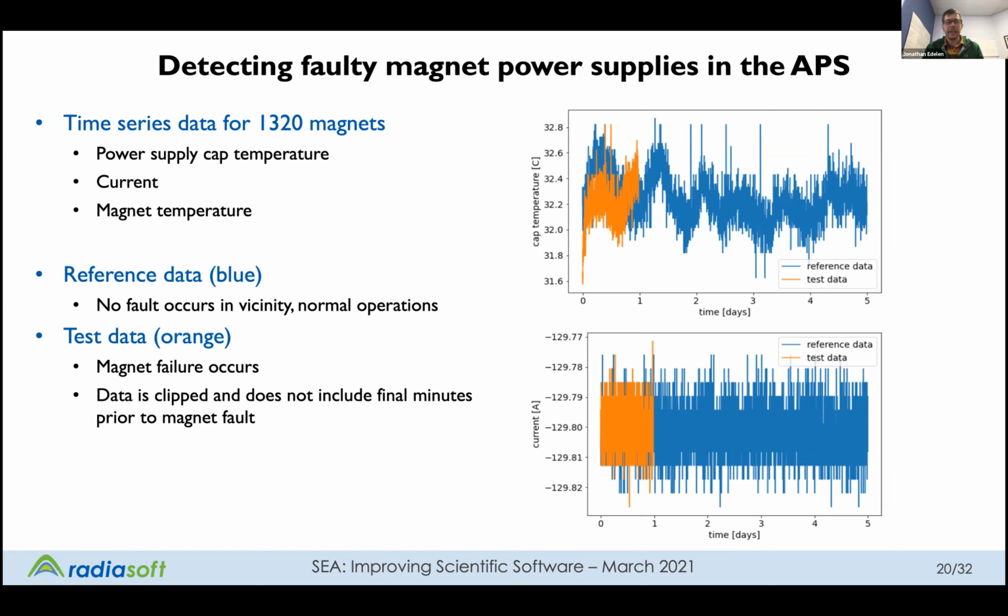What happens is the magnet power supply dies, and then the beam gets bumped out of the ring, and you have beam loss, and then you have to basically restart and re-inject the beam. The idea is to try to figure out if there are precursors to these faults that we can detect by training an autoencoder on reference data and then testing it on data that's neighboring a trip. And we don't actually have the trip inside the data set.